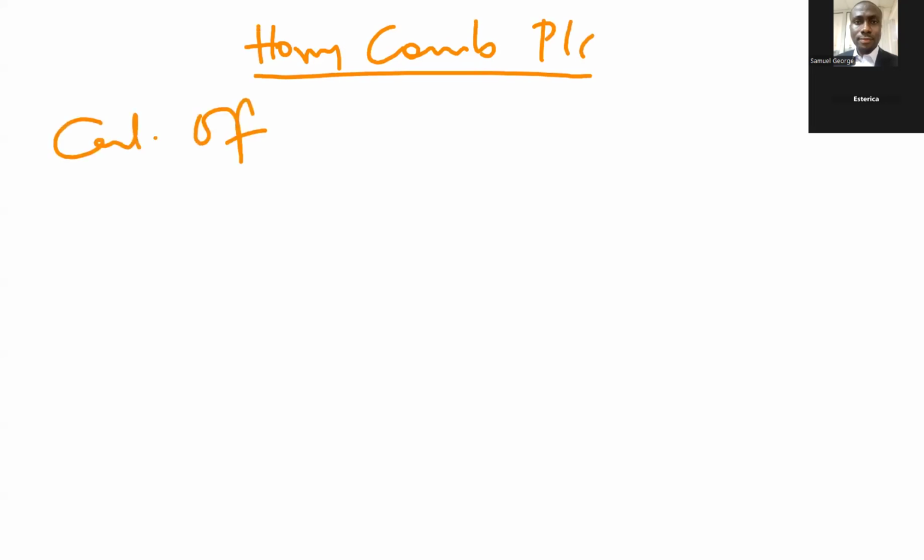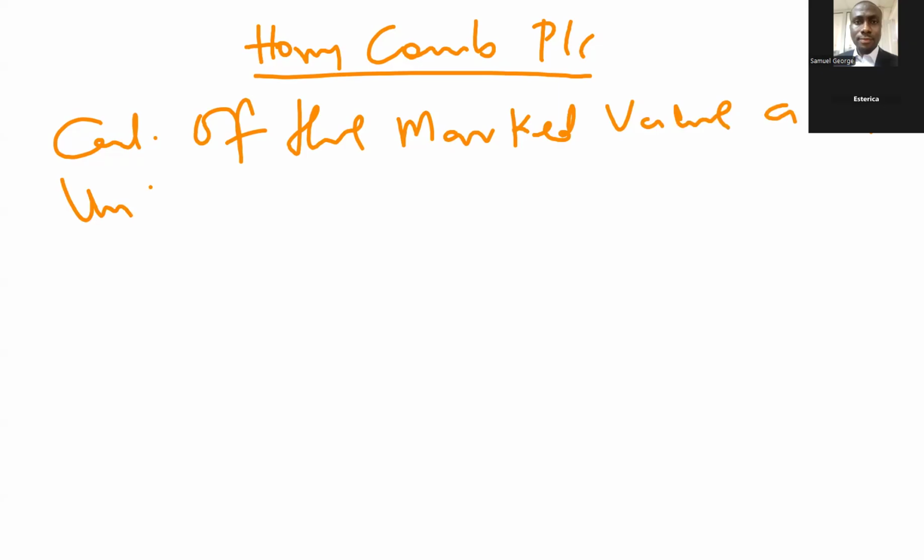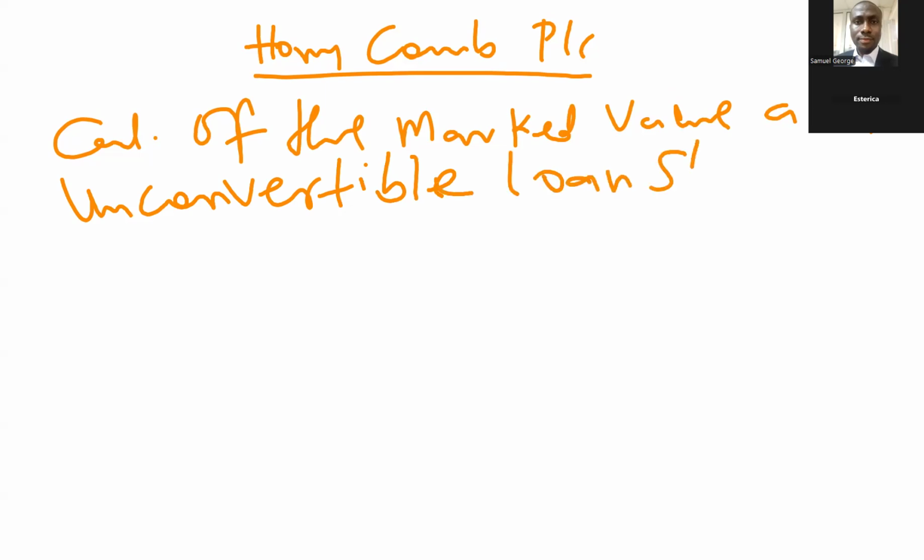Honeycomb PLC. Calculation of the market value of a simple unconvertible loan stock.